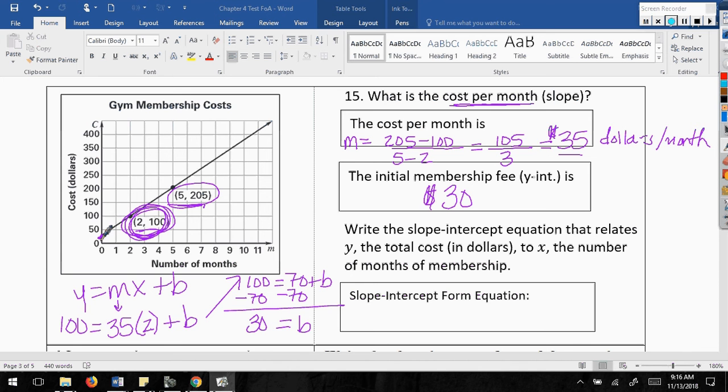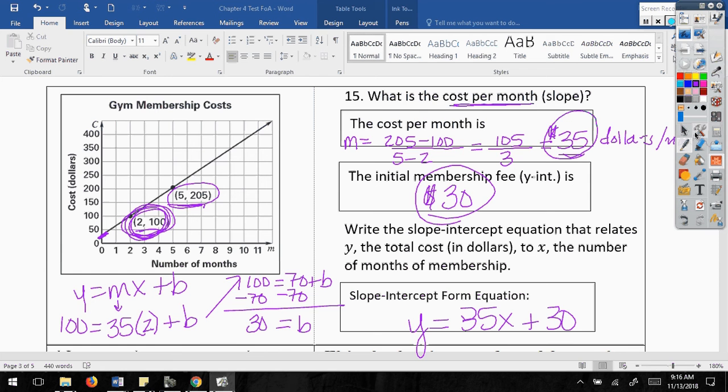Now, had you just looked at this graph, you may not have been able to tell exactly what the membership fee was. Okay, so that's the good thing about using the equation to find the exact value. Now, I have a slope, I have an intercept, so I can easily say that the slope-intercept form of the line would be 35x plus 30. Okay? Easy peasy. All right, let's move on to the next one.